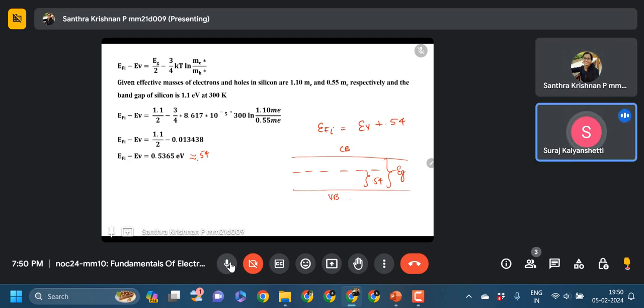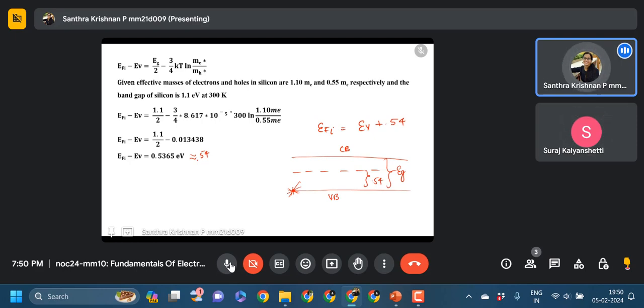EF minus EV, where EV is the top of the valence band. So the option should be the sentence such that 0.54 above the valence band. And how can it be the other way around? Suppose you are taking the conduction band, it will be EC minus EF, right?